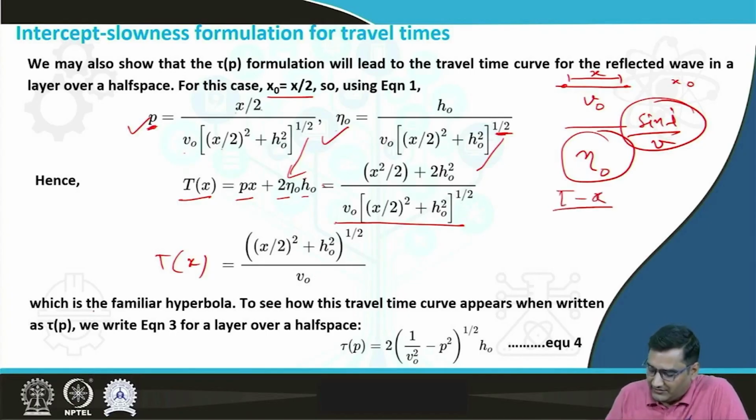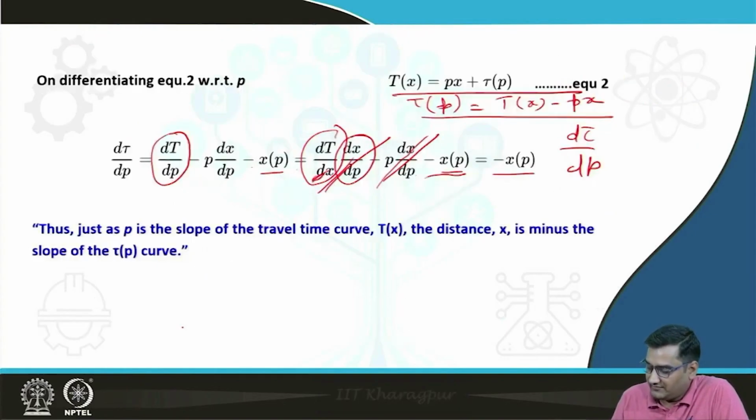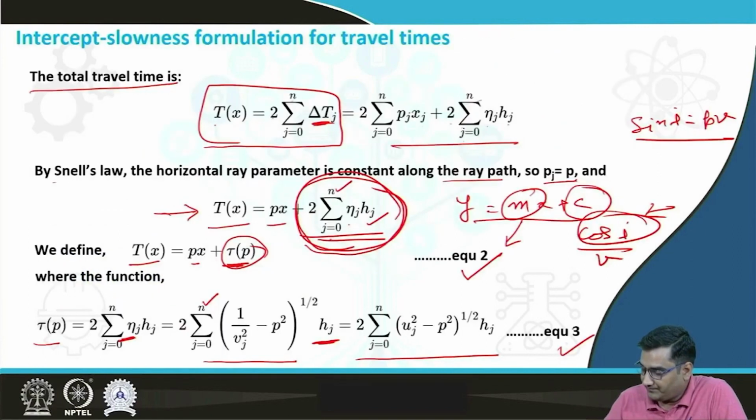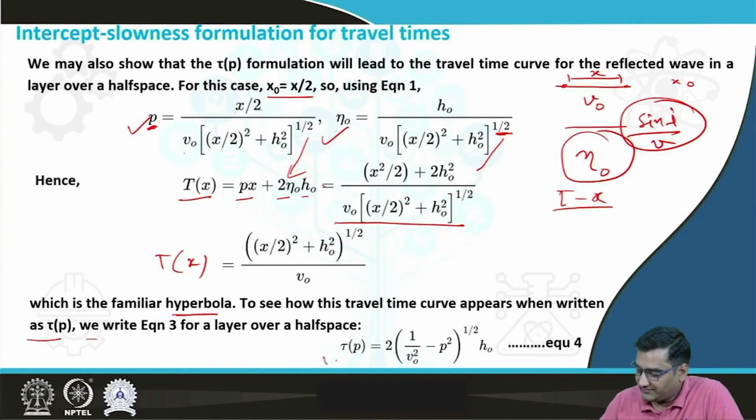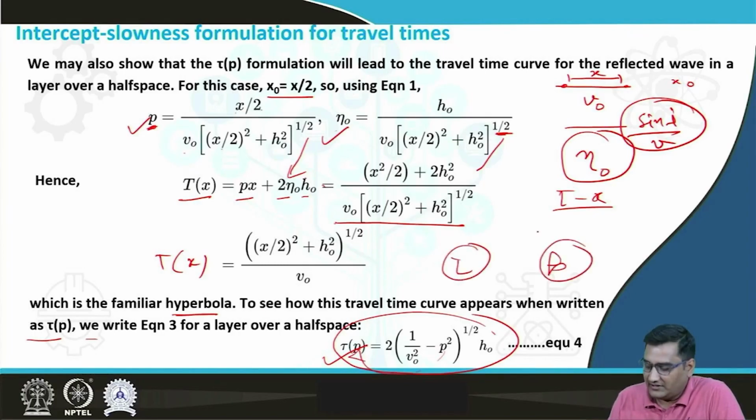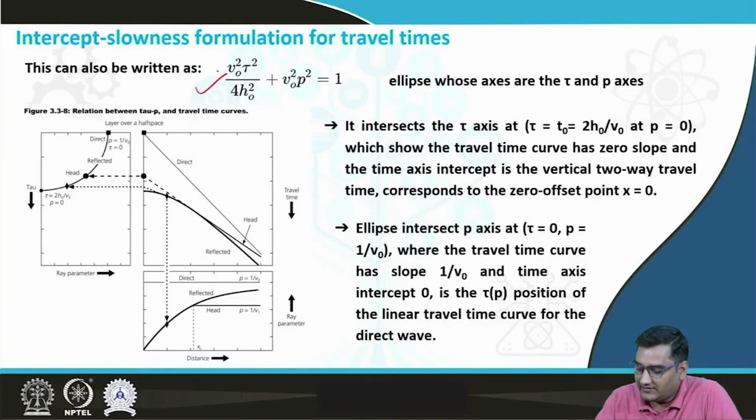Which is familiar as the hyperbolic curve. To see how this travel time curve appears when written as tau p, we can write equation 3, that is your equation 3, as this thing, and then when you rearrange it by keeping p somewhere over here and writing it in terms of tau and p, where the variables are tau and p, then you will get this equation.